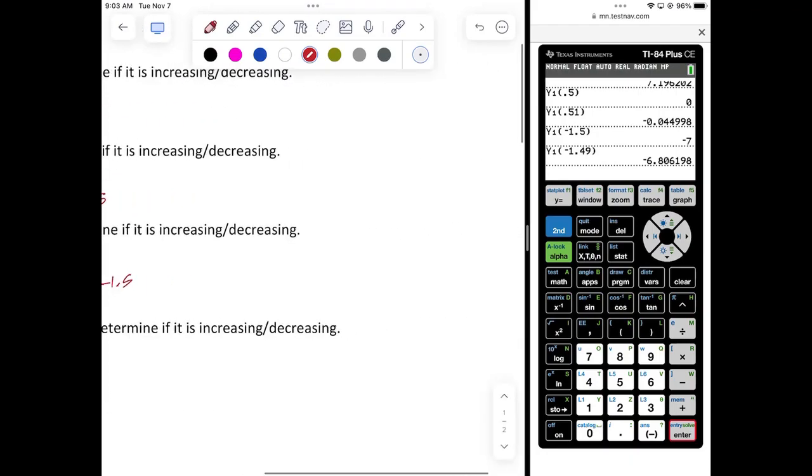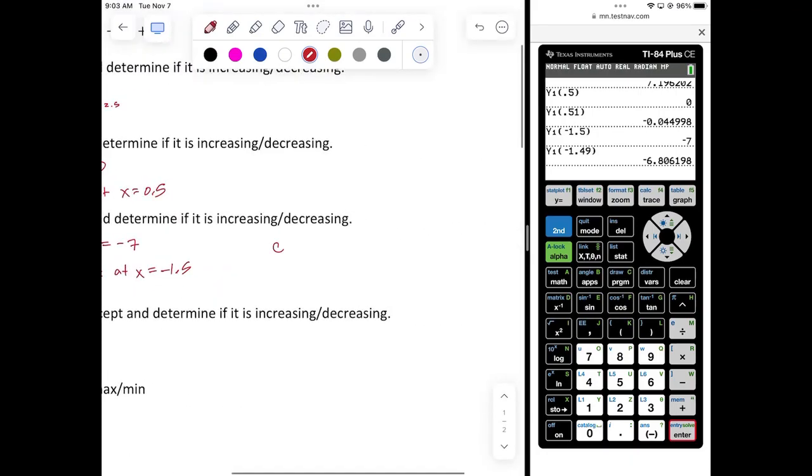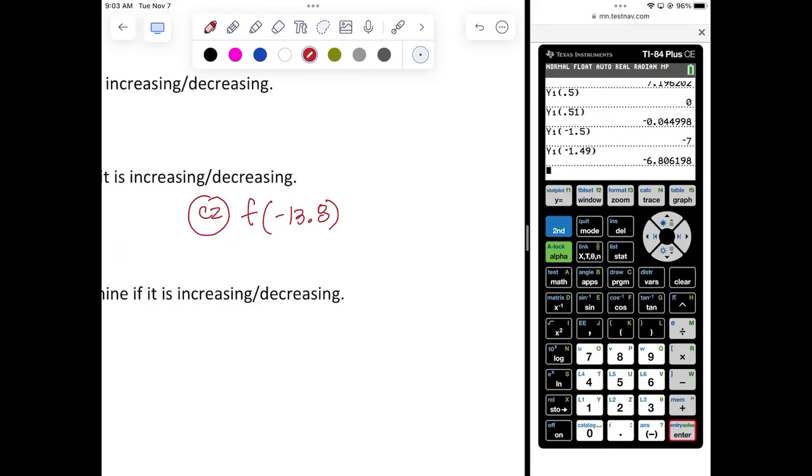All right, do one more. Let's call this C2. I want you to find f of negative 13.8. And then determine if f is increasing or decreasing there?